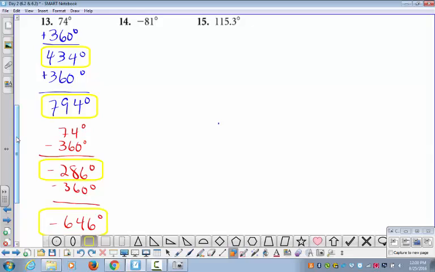Doing one of those I think is enough. You get the idea. So for negative 81, subtract 360, subtract 360 for two negative coterminals, add 360 to get two positive coterminals.